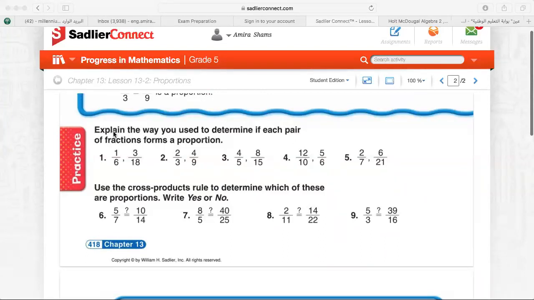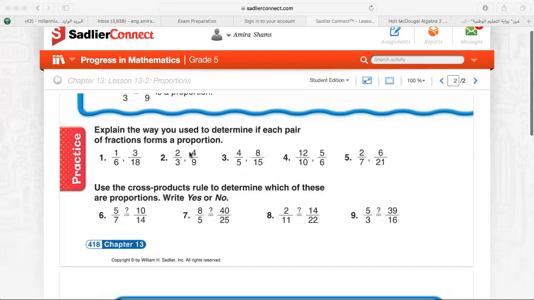Explain the way used to determine if each pair of fractions forms a proportion. I have two ways that I can check if the pair of fractions forms a proportion. Lujine, can you tell me the two ways, or one way? Yes, the first way is to bring each ratio and divide it to its simplest form. And both ratios need to have the same simplest form, so they are going to be proportions.